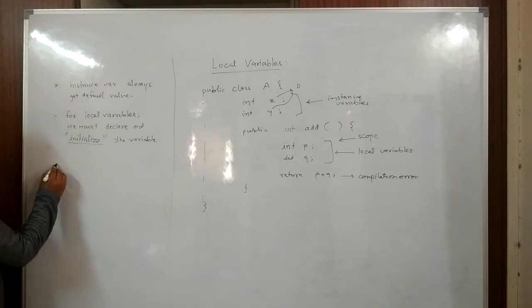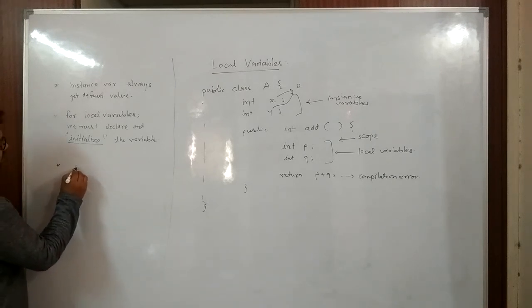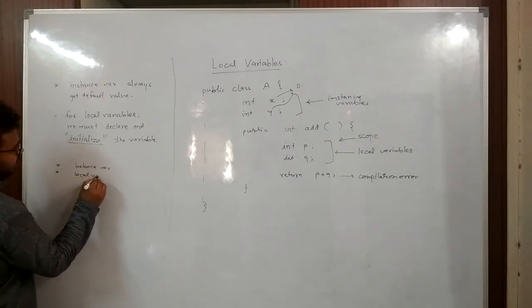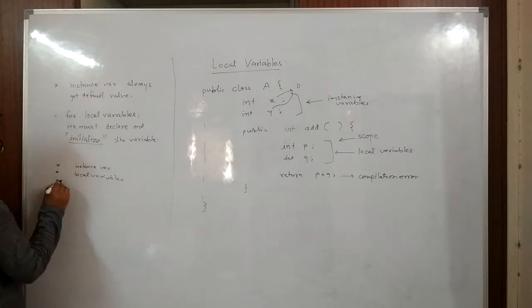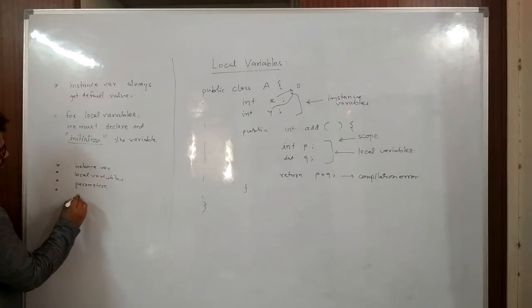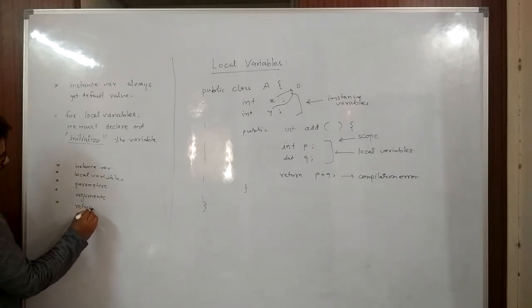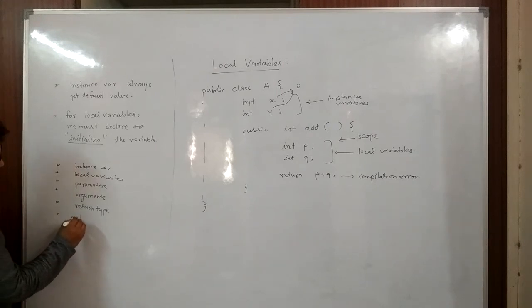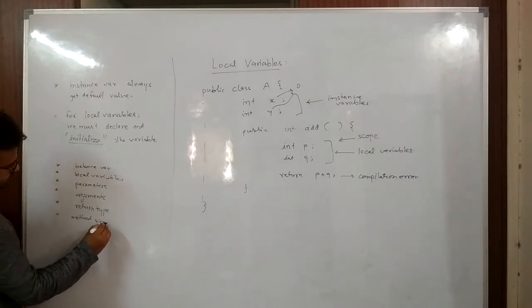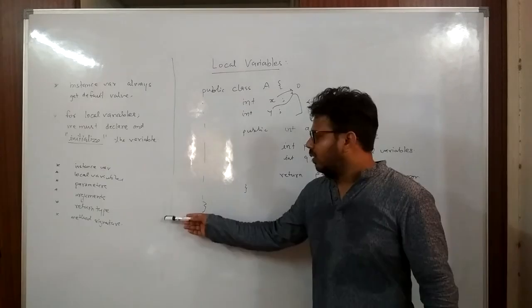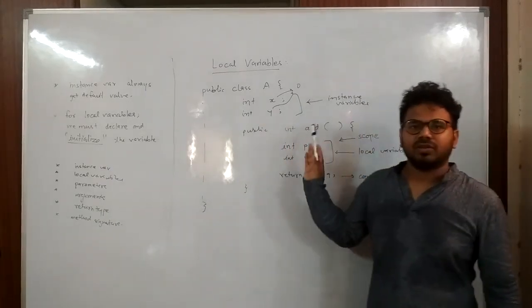So let me conclude this video. In this video we learned about instance variables, local variables, parameters, arguments, return type, and method signature. I think you got the concept which I wanted to tell you in this video.